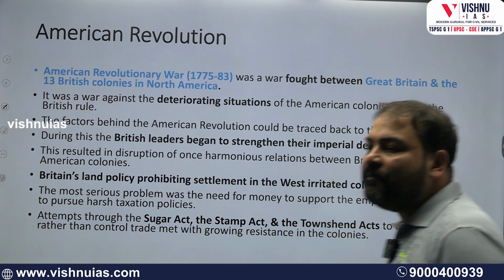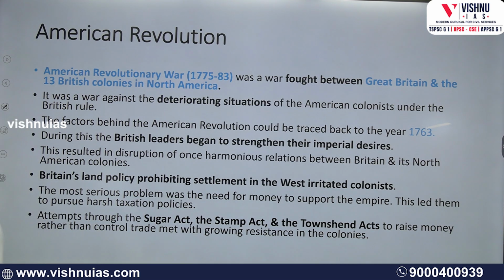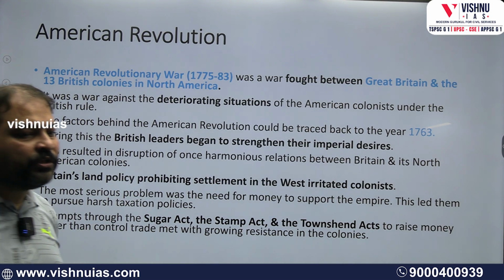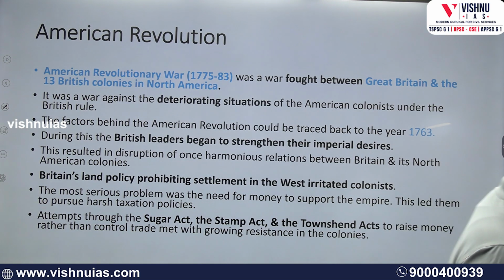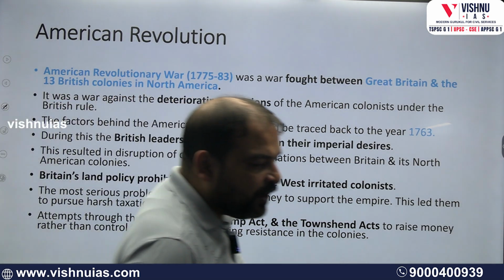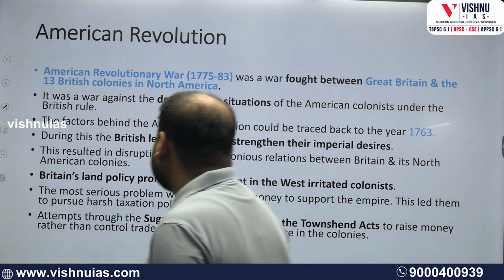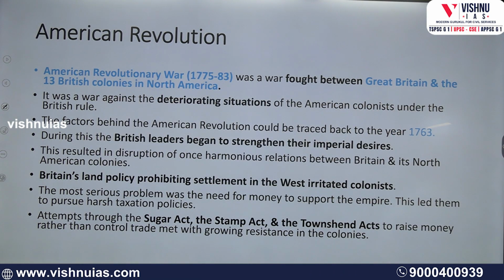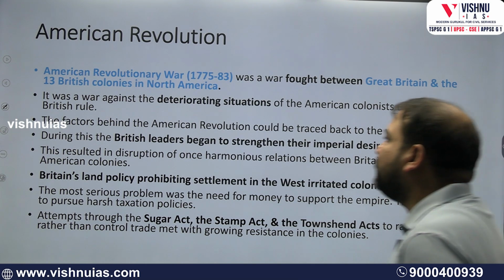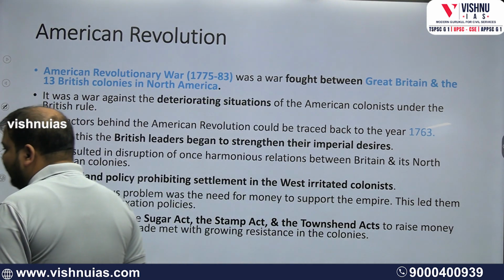Everyone, the topic is the American War of Independence. Remember, I have already shown you the names of the 13 British colonies. So just write the next line. 13 British colonies of America fought against the British between 1775 to 1783.